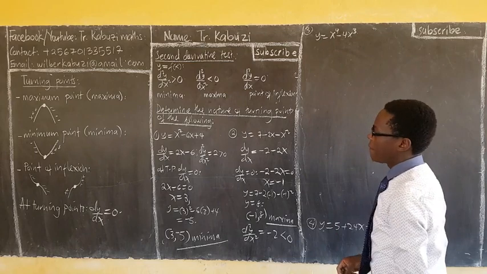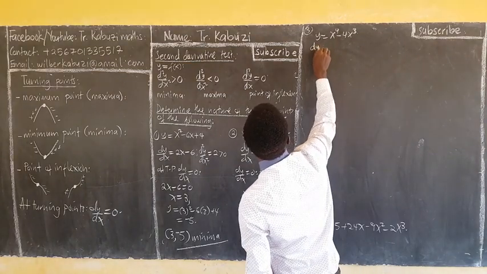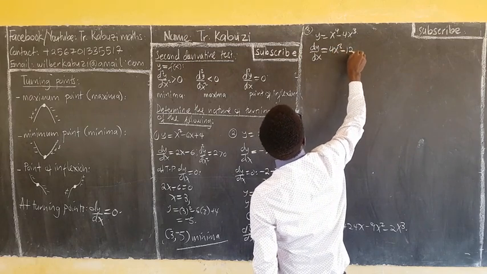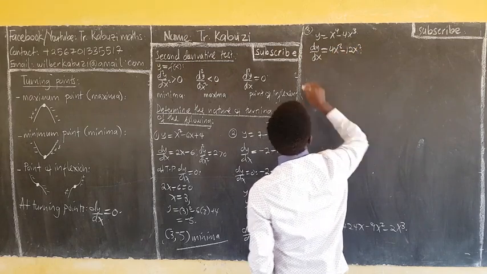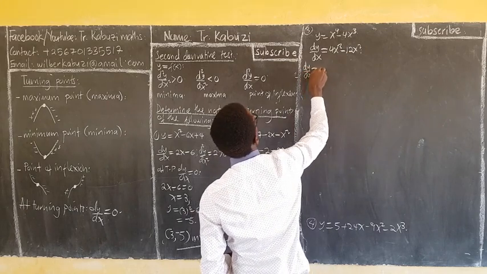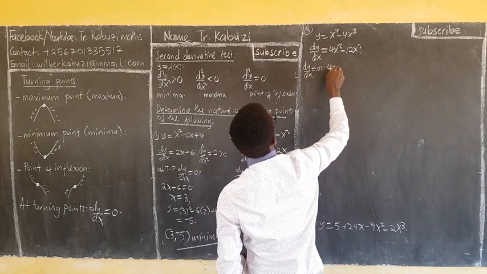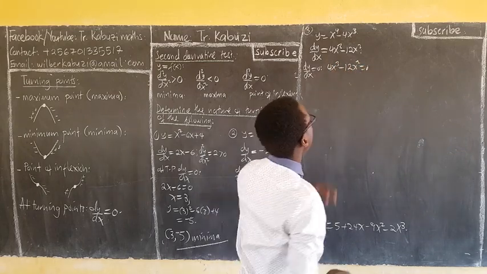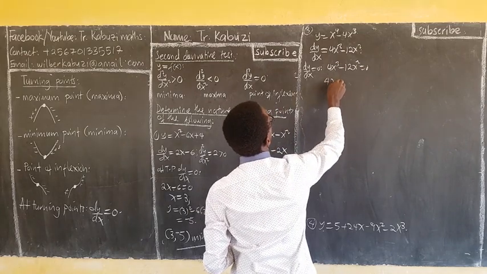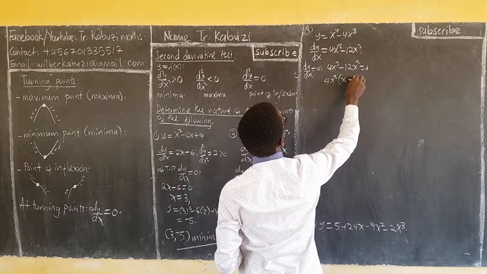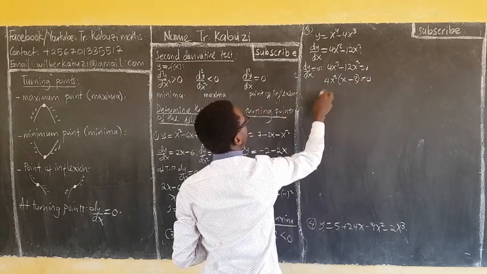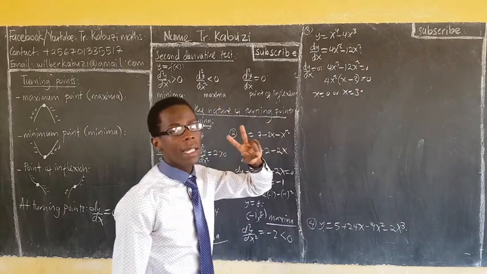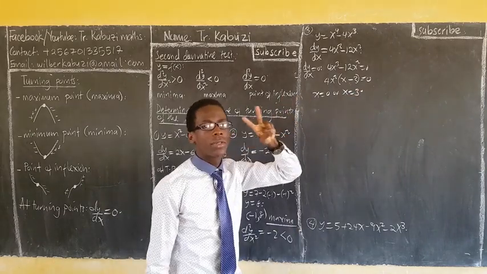When I come to this next one, I first differentiate. So I'll have dy/dx equal to 4x cubed minus 12x squared. You know that at a turning point, dy/dx is equal to 0. It means that 4x cubed minus 12x squared is equal to 0. From here, 4x squared is common, so I have x minus 3 equal to 0. So either x is 0 or x is 3. This gives me two values of x, which means it has two turning points.